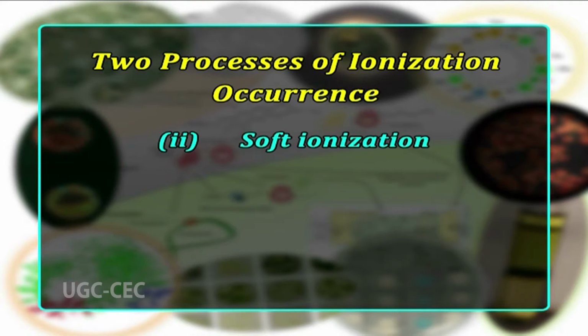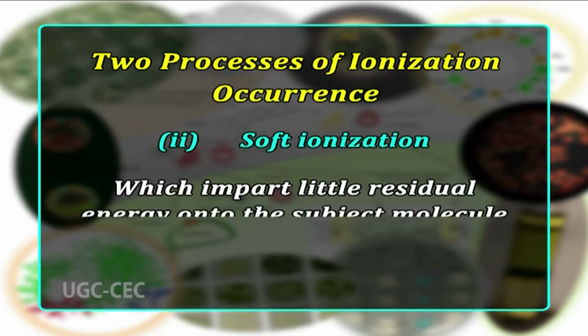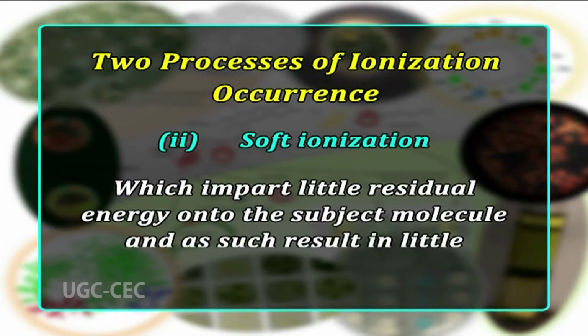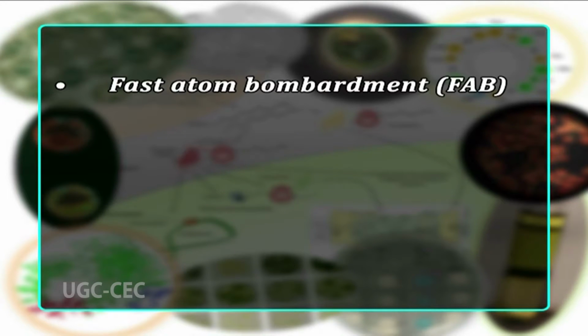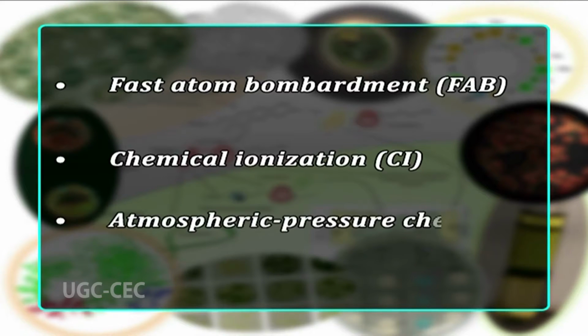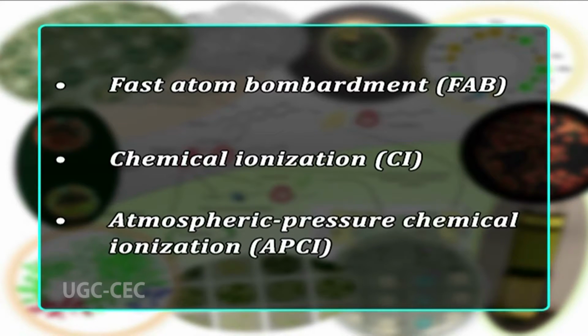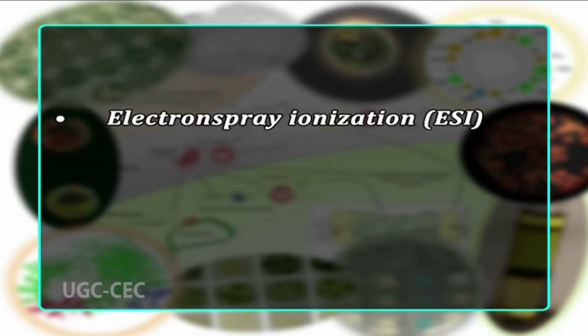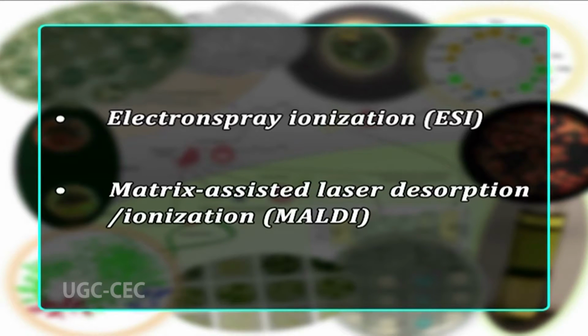The second is soft ionization. Soft ionization refers to the process which impart little residual energy onto the subject molecule and as such result in little fragmentation. For example, fast atom bombardment, chemical ionization, atmospheric pressure chemical ionization, electrospray ionization and matrix assisted laser desorption ionization. Now coming to the last component of the mass spectrometry, that is the detector.